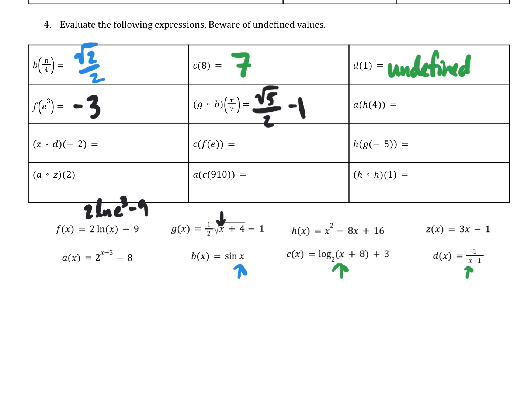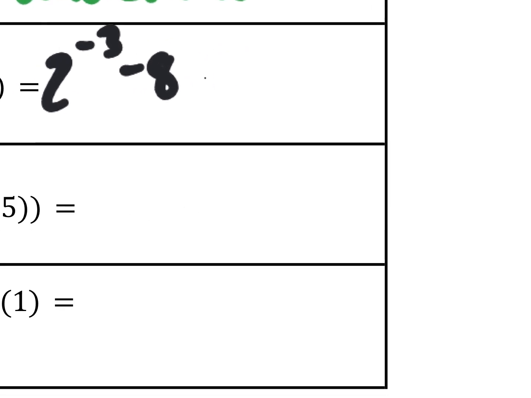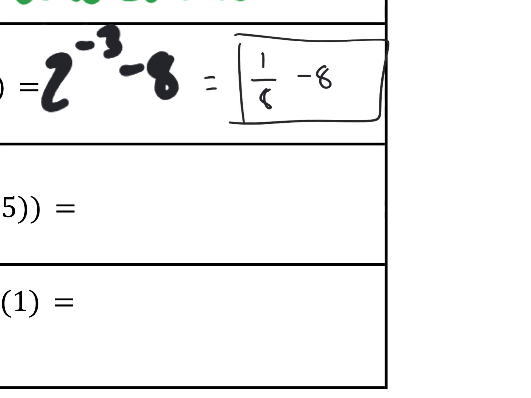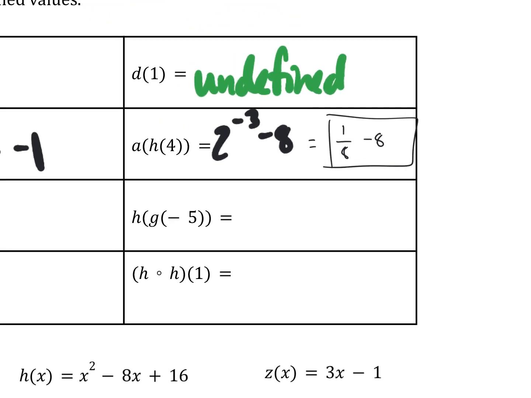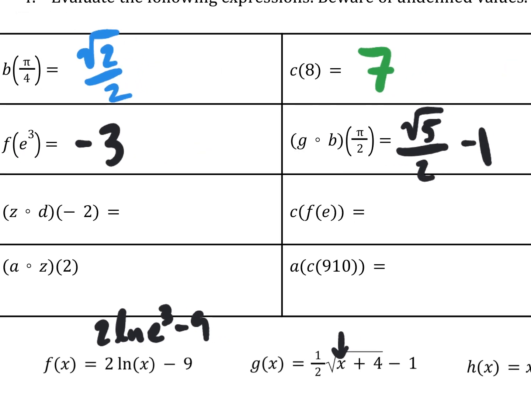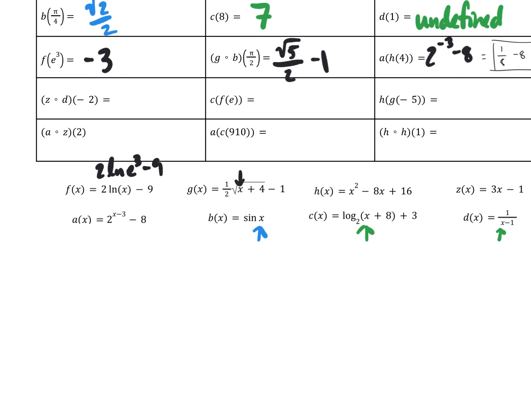Okay, h of 4. h of 4 is 0. So a of 0 is 2 to the negative 3 minus 8. 2 to the negative 3 is 1/8. So you could write 1/8 minus 8. That'd be fine. That's not particularly nice looking either. Negative 7 and 7/8 is another way. Okay, sorry, I'm rambling.